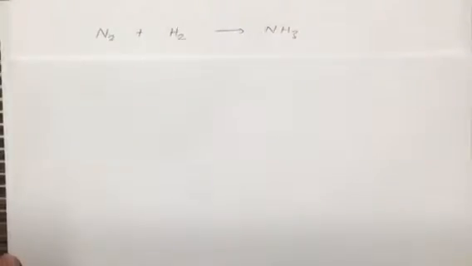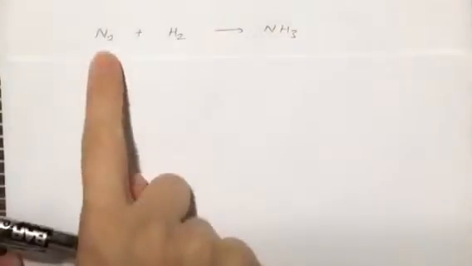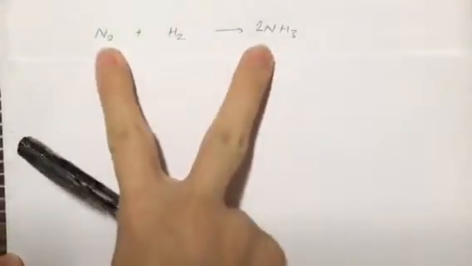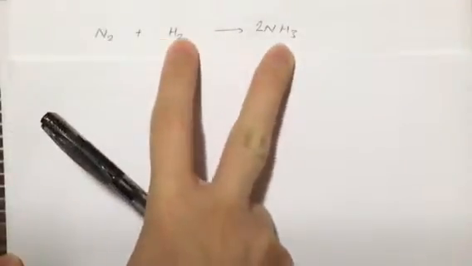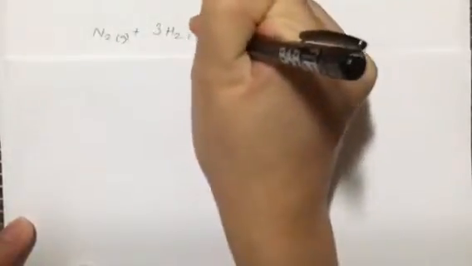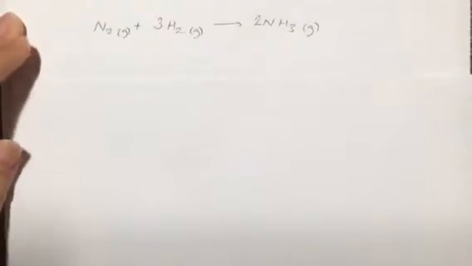Okay, so this is the equation that you can write based on the question. If we balance it, we will need a 2 here to balance the nitrogen, and to balance the hydrogen, we will need a 3 here. Okay, so this is the balanced chemical equation, and they ask us to include state symbols. So this is nitrogen gas, this is hydrogen gas, and this is ammonia gas. Okay, so our equation is balanced.